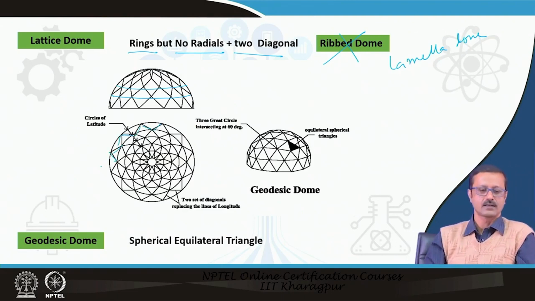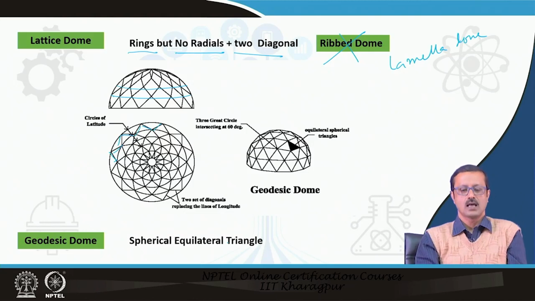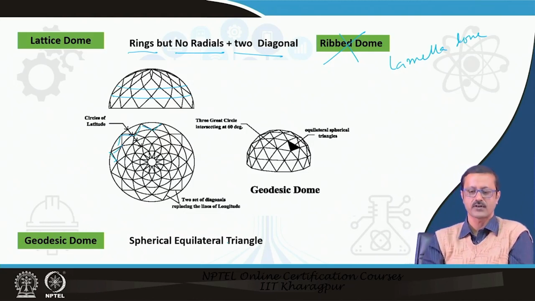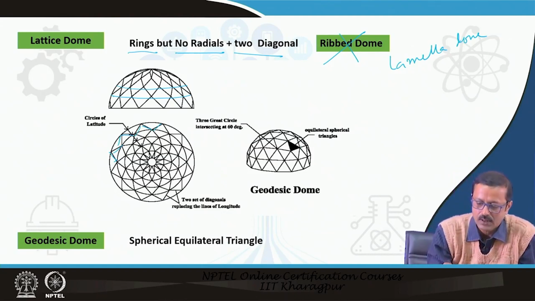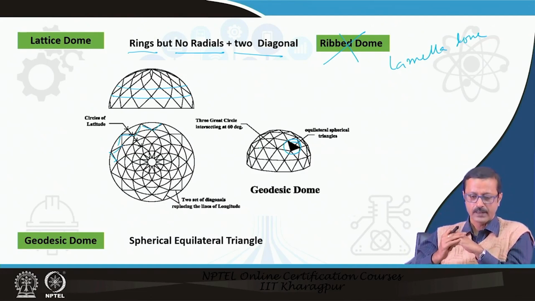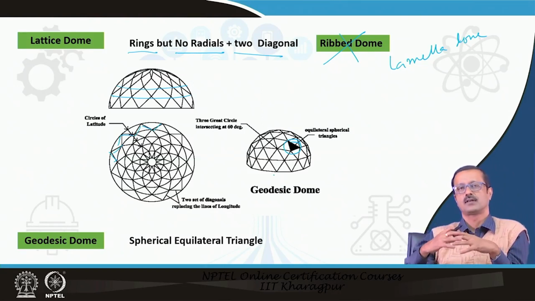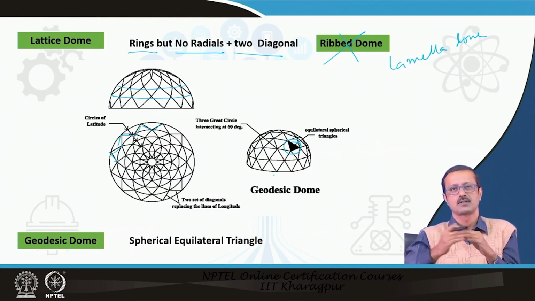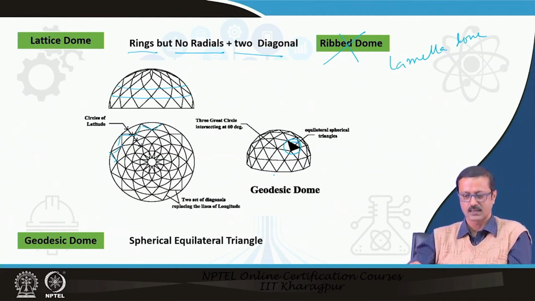That creates a kind of lattice dome, and finally the geodesic dome. The geodesic dome is very interesting and also very efficient from the structural point of view. The whole surface of the hemisphere is divided into equilateral spherical triangles. It is not the equilateral Euclidean triangle, it is a spherical triangle. Those spherical triangles cover the surface all over. It is something like developing a hemispherical form from pieces of flexible cloth. So that is the geodesic dome.